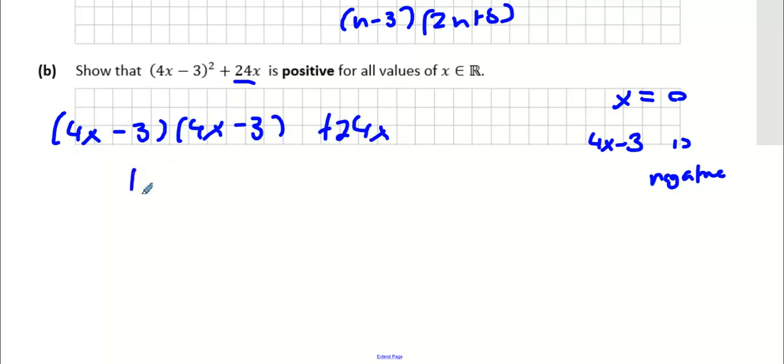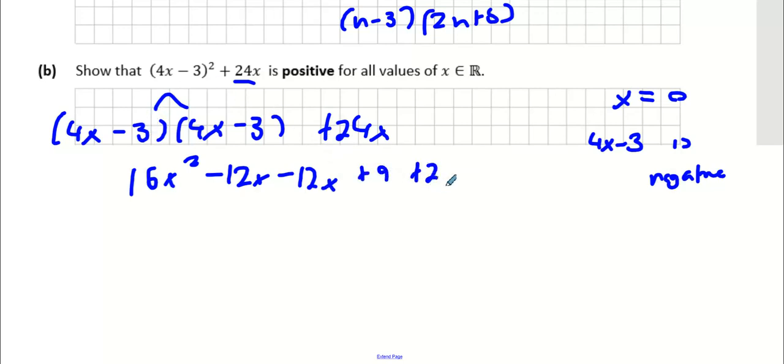Multiply out 4x by 4x is 16x squared. 4x by 3 is minus 12x. Minus 3 by 4x is minus 12x. Minus 3 times 3 is 9 plus 24x. Now the x's cancel, so you're going to be left with 16x squared plus 9. And why is it always positive?